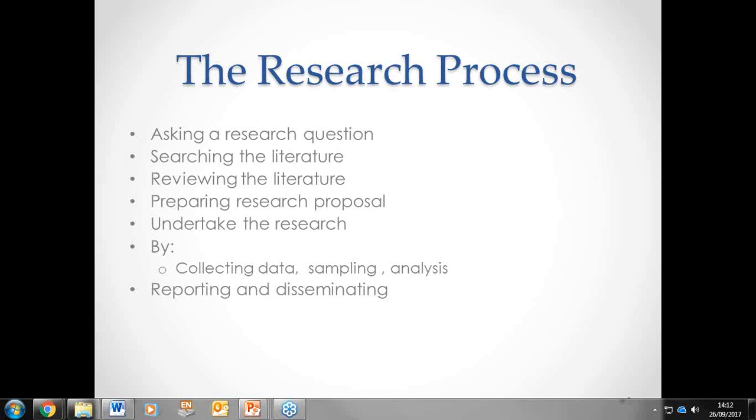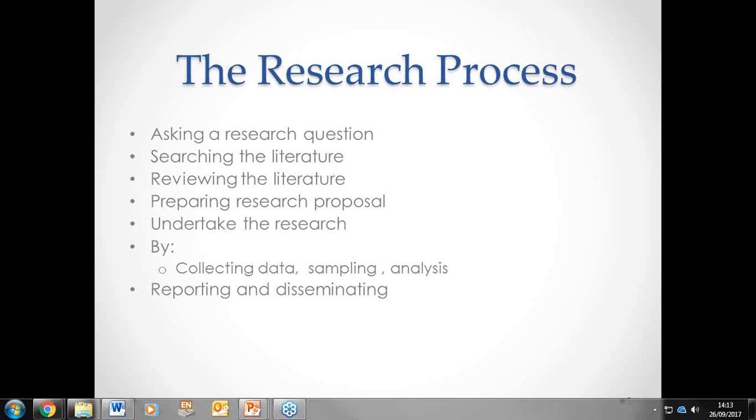Then we prepare a research proposal. So a piece of research should always have a very specific piece of preparation undertaken so that it's done properly. And then we undertake the research.